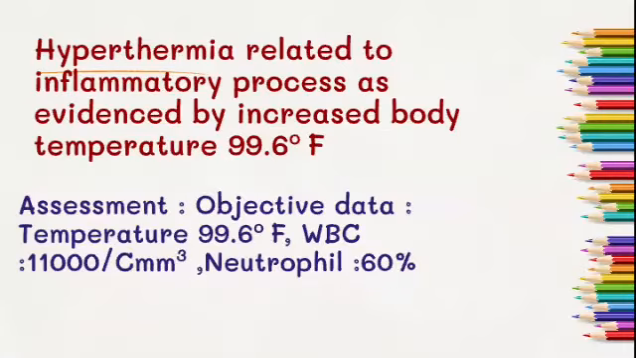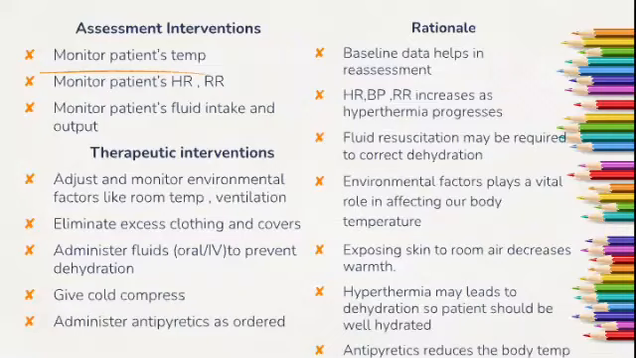So the next care plan here is hyperthermia related to inflammatory process as evidenced by increased body temperature, that is 99.6 degree Fahrenheit. The objective data, that is the assessment objective data, is temperature and increased WBC neutrophil count. For the assessment intervention, you will monitor the temperature, heart rate, respiratory rate and fluid intake. These all help in identifying the baseline data, and fluid resuscitation may be required to correct dehydration if the patient has severe hyperthermia.